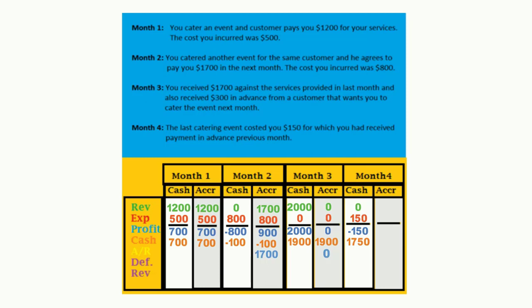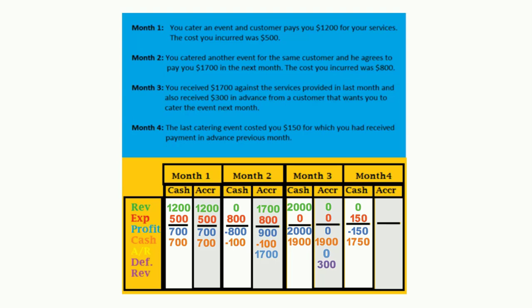The way that you account for this $300 in advance from a customer is you call that deferred revenue. You've got the cash there. So we went from negative $100, added $1,700, making it positive $1,600. You get another $300 in cash, so that gives us $1,900 in cash again.